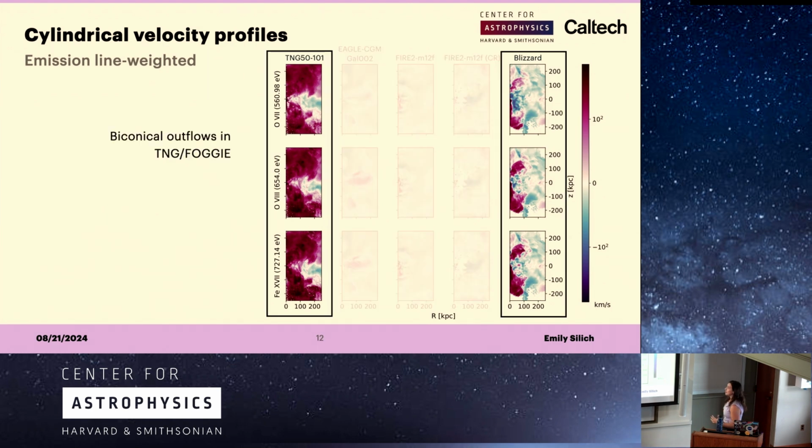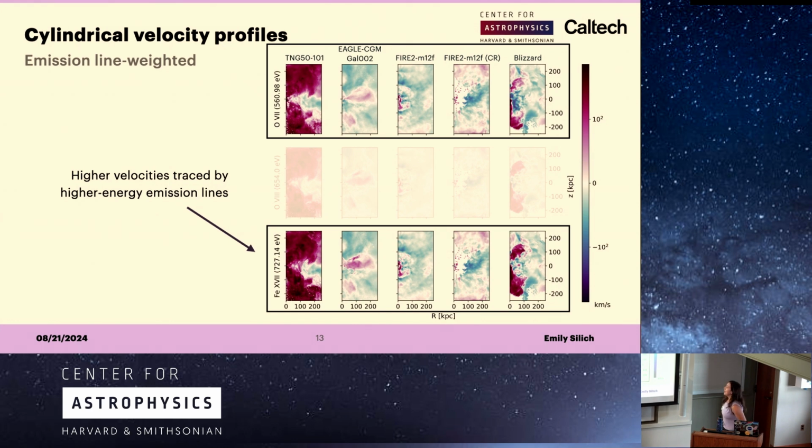Firstly are these biconical outflows that are super apparent in TNG, and this holds true for most of the TNG galaxies as well. And then one of the FOGGY galaxies, Blizzard, has a similar outflow structure above and below the disk associated, we think, with the implementation of stellar feedback in that simulation.